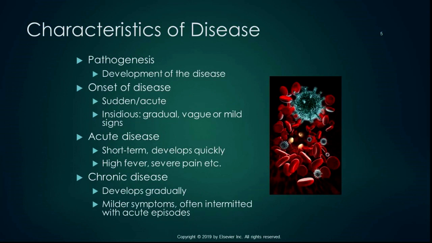Pathogenesis is the development of the disease. So it is the sequence of events involved in the tissue changes related to a specific disease process. The onset of disease can be sudden, which is classified as acute, or it can be insidious: gradual, vague, or mild signs. A heart attack, for example, a myocardial infarction, is a sudden onset of the disease. You have distinct signs that happen suddenly.